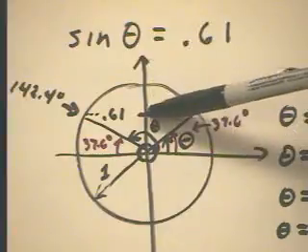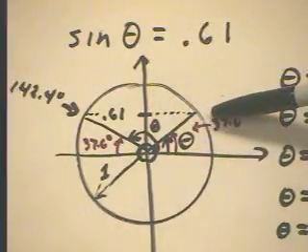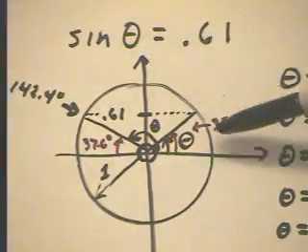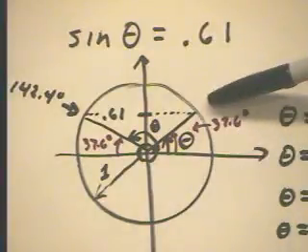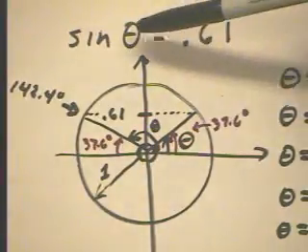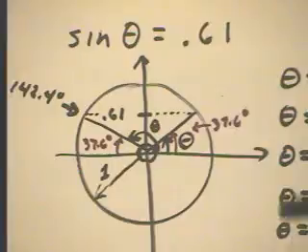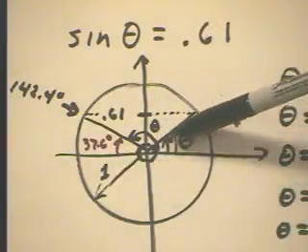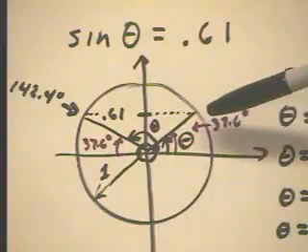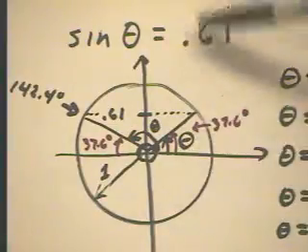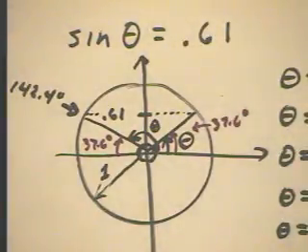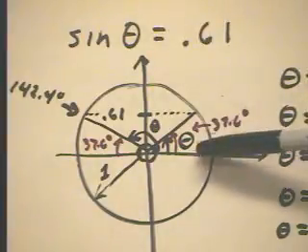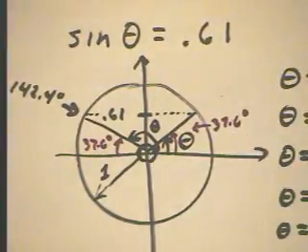0.61 is going to be the y-coordinate of a point on the unit circle, located at an angle theta such that the sine of theta equals 0.61. So if we go from 0.61 straight across, we see that there's an angle theta here whose sine appears to be 0.61. If we take the inverse sine of 0.61, we find that that angle is 37.6 degrees.